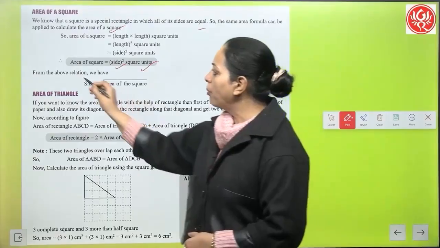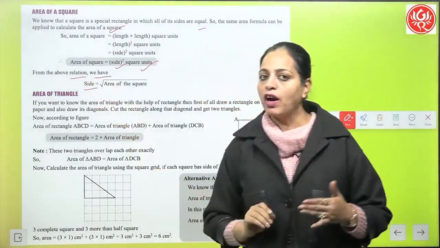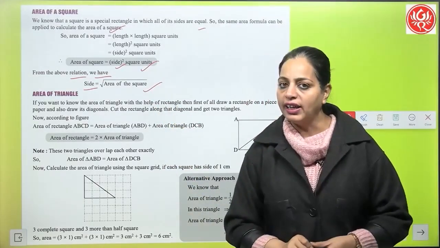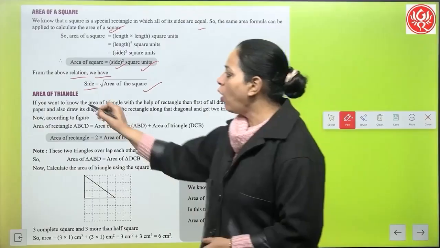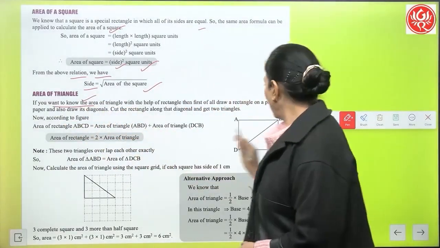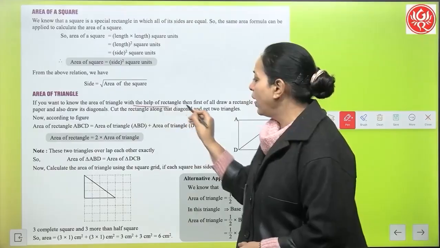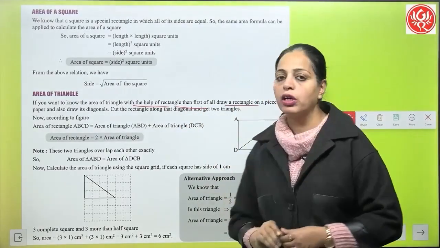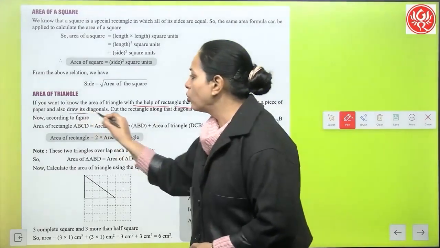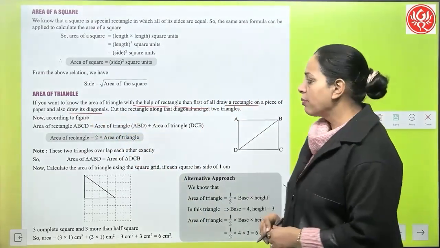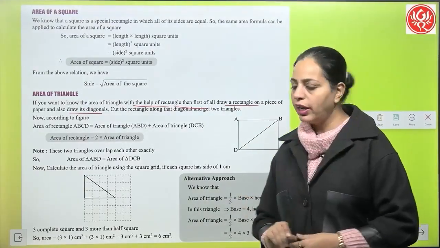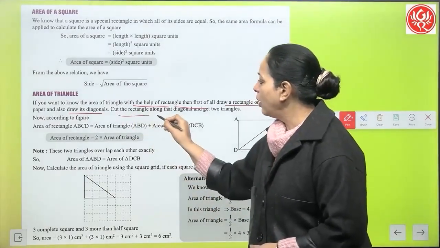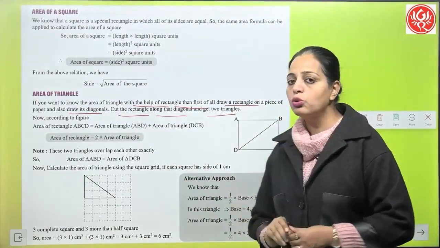Okay. Now from the above relation, if we have to find the side, what is the side? Side is the square root of the area. Okay. Now area of triangle. If you want to know the area of a triangle with the help of rectangle, then first of all draw a rectangle on a piece of paper and also draw its diagonals. We will draw a rectangle and take one diagonal, right? Now cut the rectangle along that diagonal and get two triangles.